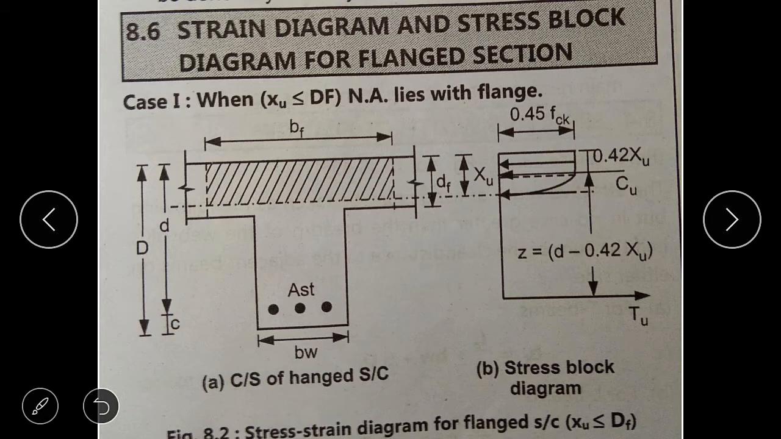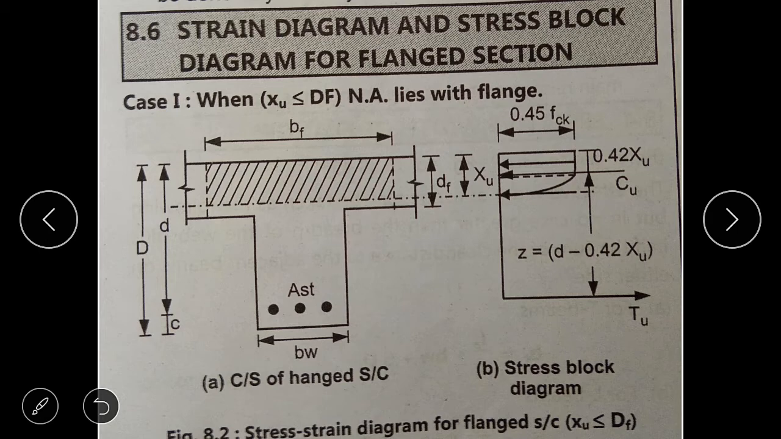So here are three conditions of the beam. From this you can easily calculate AST, MU and design a section. Before starting the design, this portion is very important to calculate AST, MU and design a T-beam or L-beam. Okay, so there are three conditions to design a T-beam or L-beam.